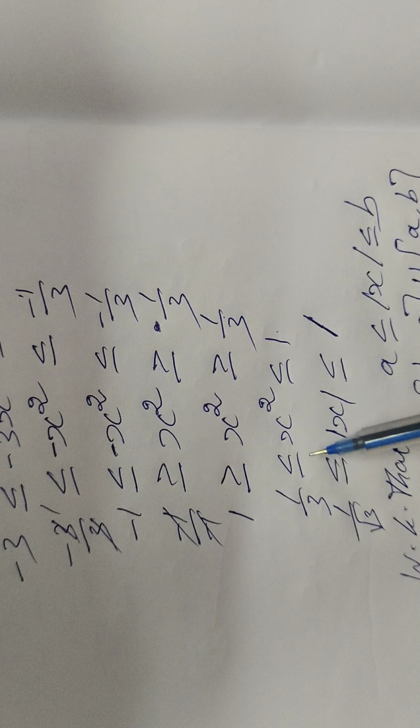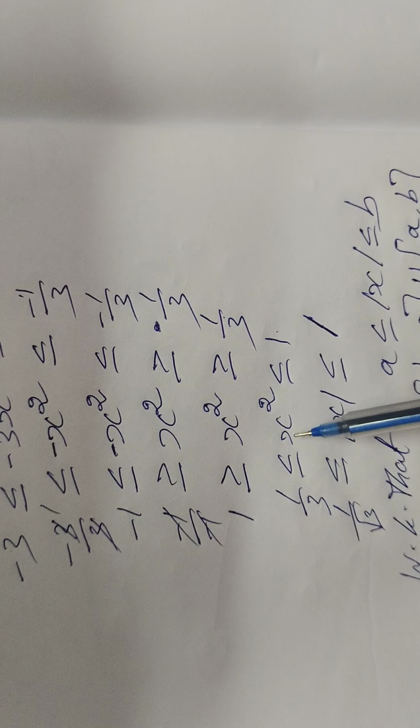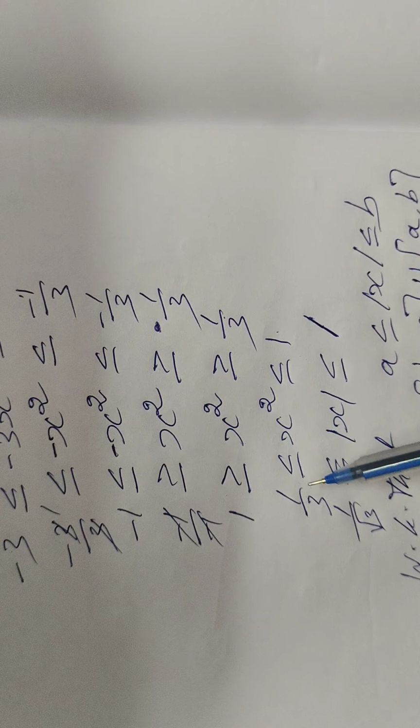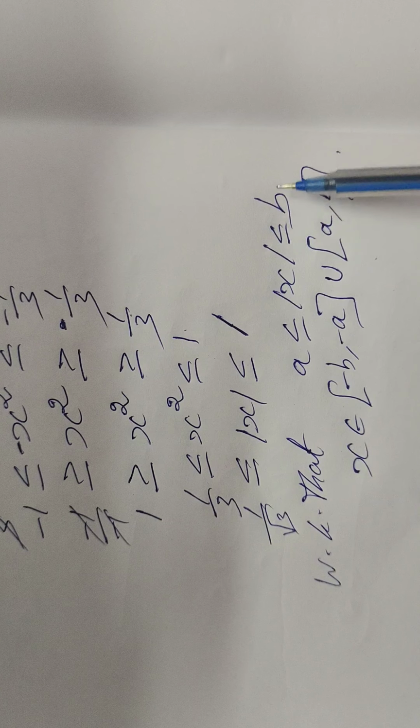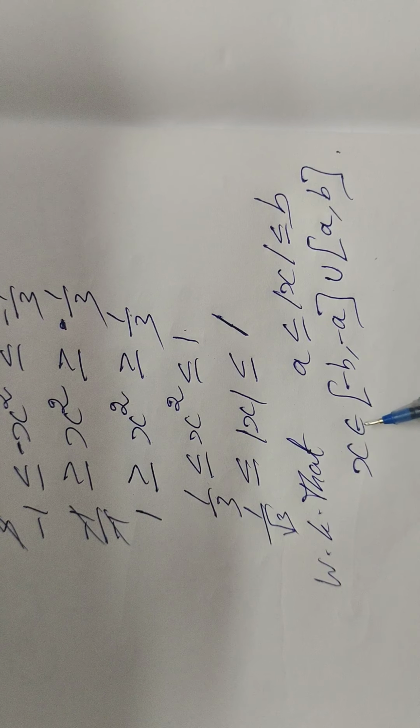This can also be written as 1 by 3 less than or equal to x squared less than or equal to 1. When you take the modulus value, it will come as plus or minus root. Am I right? 1 by root 3 less than or equal to modulus of x less than or equal to 1. So here the formula we know: a less than or equal to modulus of x less than or equal to b. And what is the formula? x belongs to minus b comma minus a union a comma b.